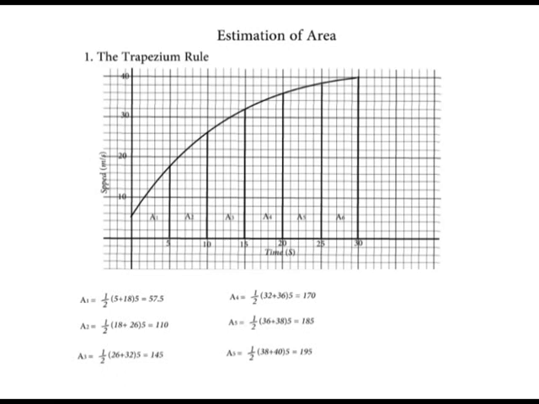Total area will be equal to 57.5 plus 110 plus 145 plus 170 plus 185 plus 190, giving us 862.5 square units. And so the distance covered is 862.5 meters. Notice that we divided the area into 6 trapezia. If we had divided it into 12 units, the area will be a more accurate estimate. The more the number of trapezia, the more accurate the estimate.